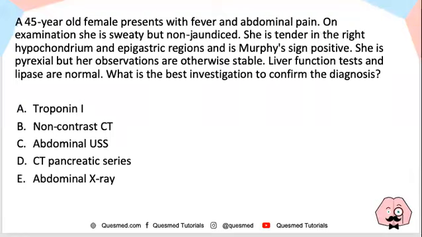So the next question: a 45-year-old female presents with fever and abdominal pain. On examination, she is sweaty but not jaundiced. She is tender in the right hypochondrium and epigastric regions and is Murphy's positive. She is pyrexial, but her observations are otherwise stable. Liver function tests and lipase are normal. What is the best investigation to confirm the diagnosis?